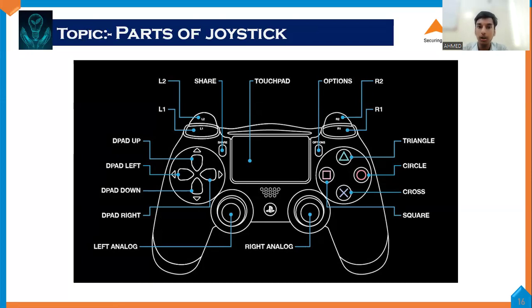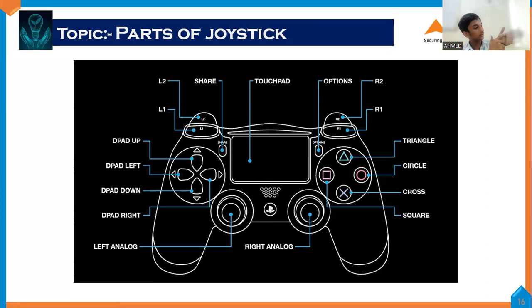D-pad up, D-pad down, D-pad left, D-pad right. We can switch according to the game. It will vary. The touchpad will not be used often if you are browsing websites, but in specific games like Uncharted or Days Gone, we'll use the touchpad. So this touchpad also has a specific task.